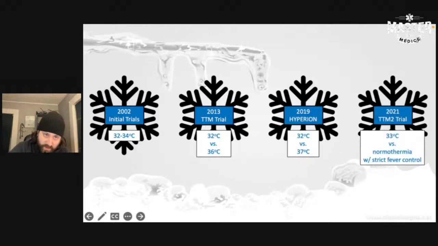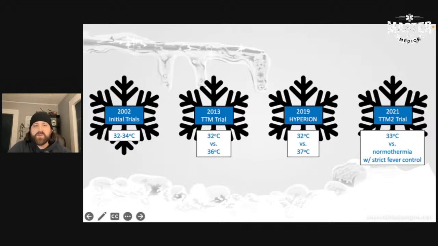And then in 2021, TTM2 came out, which targeted hypothermia versus targeted normothermia after out of hospital cardiac arrest. This was the first one that looked at whether it's more of an avoidance of fever, or whether hypothermia really counts, because fever is really bad in head injured patients and in post-arrest patients also. They looked at 33 degrees versus normothermia with early treatment of fever. Essentially, they kept the temperature less than 37.8.